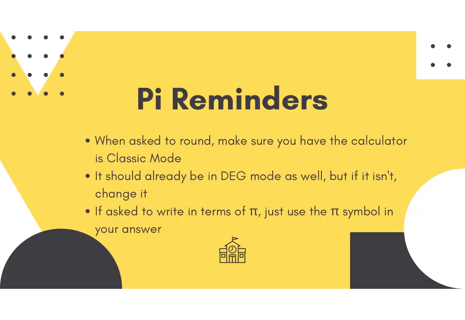A couple reminders about pi before we head off into our examples. When you're asked to round, make sure you have the calculator in classic mode. If you don't remember how to get that, then make sure you re-watch the circumference videos. It'll tell you exactly how to do that. It should already be in degree mode, but just in case, make sure that DEG is highlighted in the mode section of the calculator. If it's not, make sure you change it to DEG mode, degree mode.